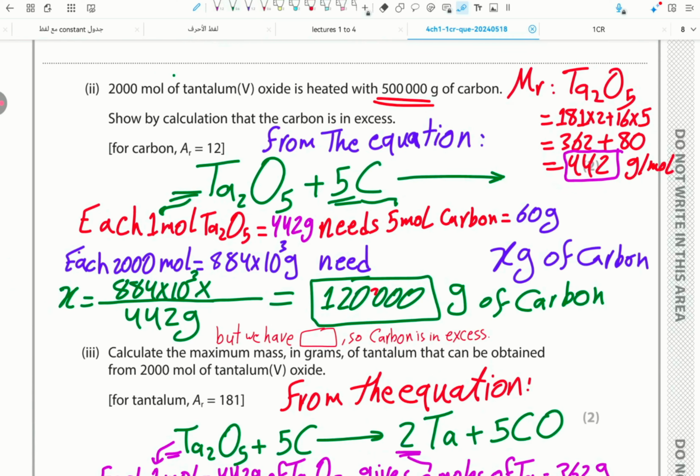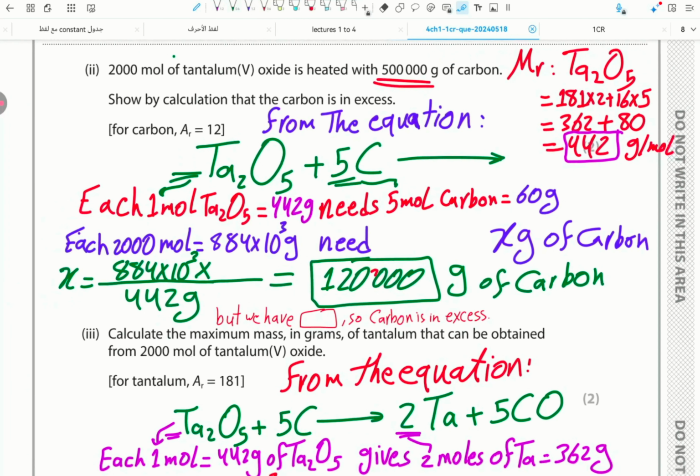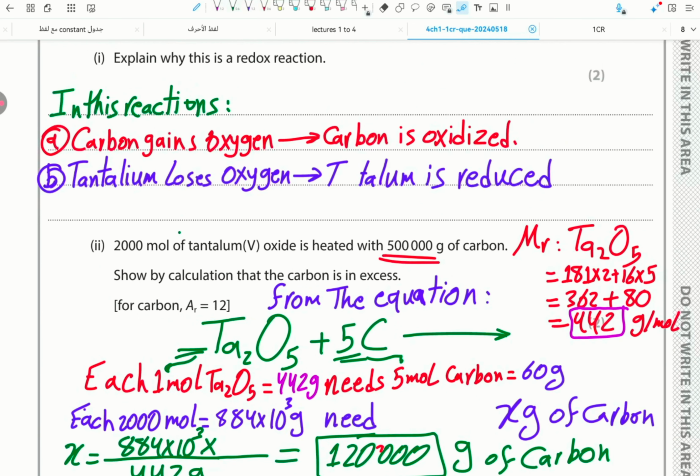Last question here, my friends. As you see, to answer this question, we have two methodologies. I'm going to try to answer them one by one. Let's start reading the question, then we read the answers. 2,000 moles of tantalum oxide. So we have 2,000 moles of tantalum oxide.